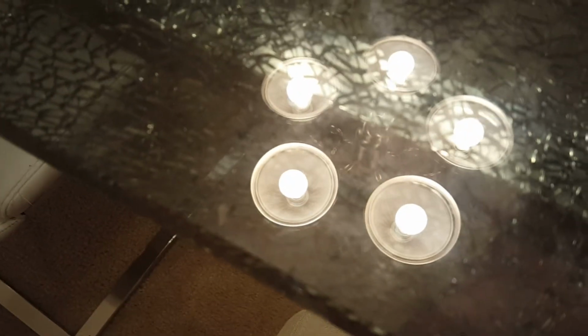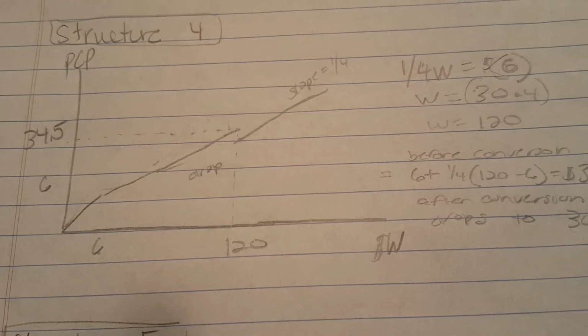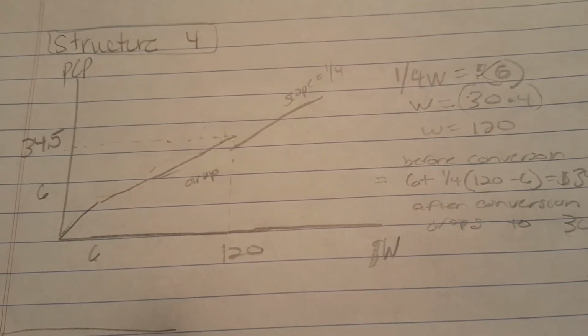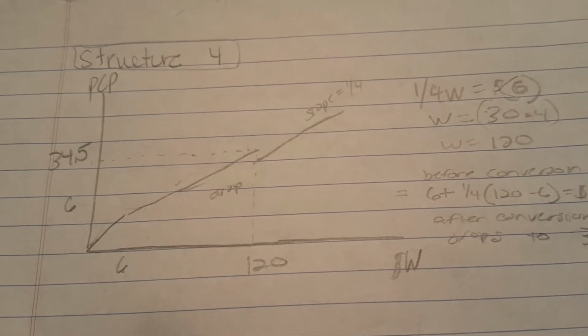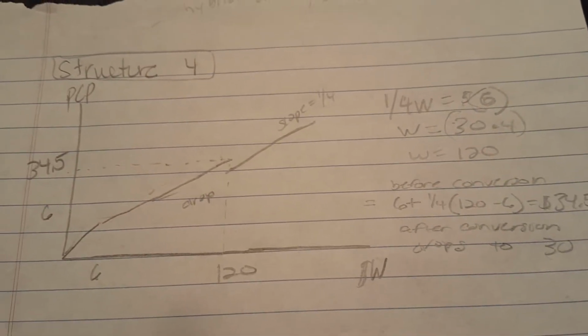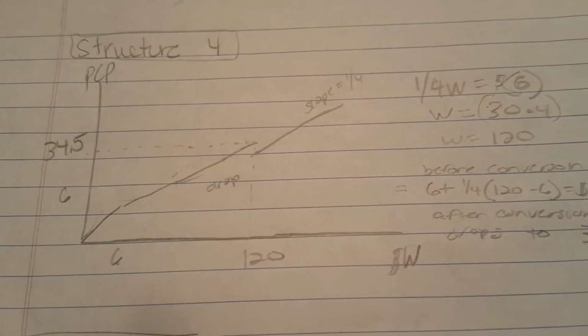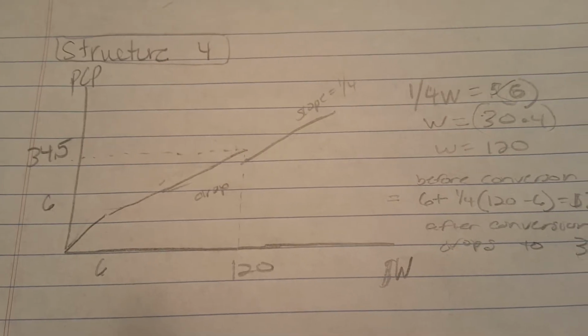Then we have structure 4, which is really just a hybrid of structure 1 and 3, using the formulas that they offered there in the text. We were able to come up with the before conversion amount of 34.5 million, and then we see it drops off to the 30 million after that.